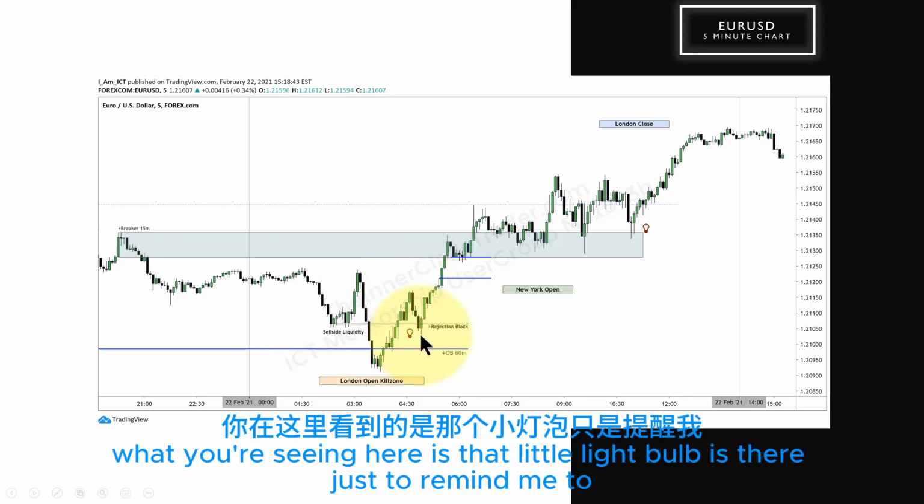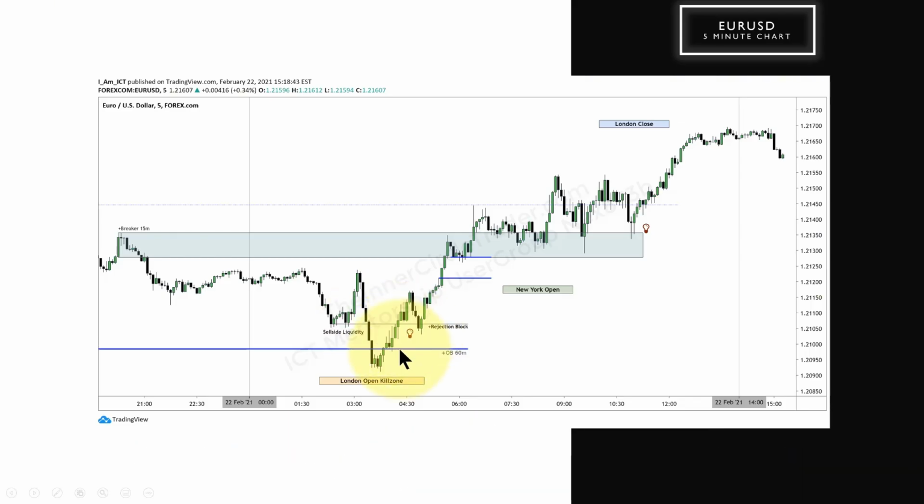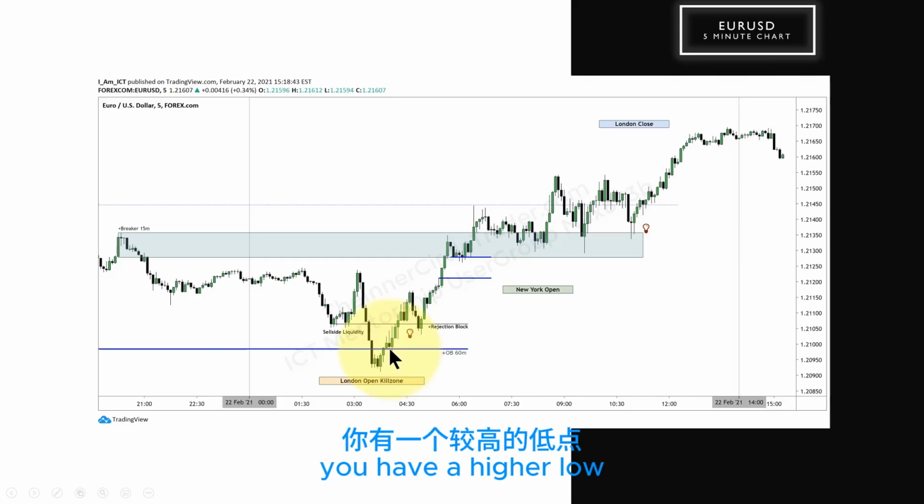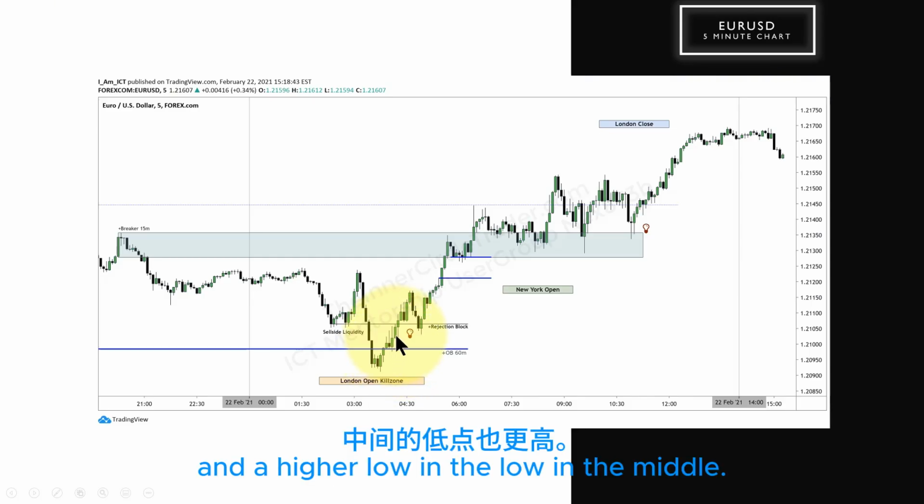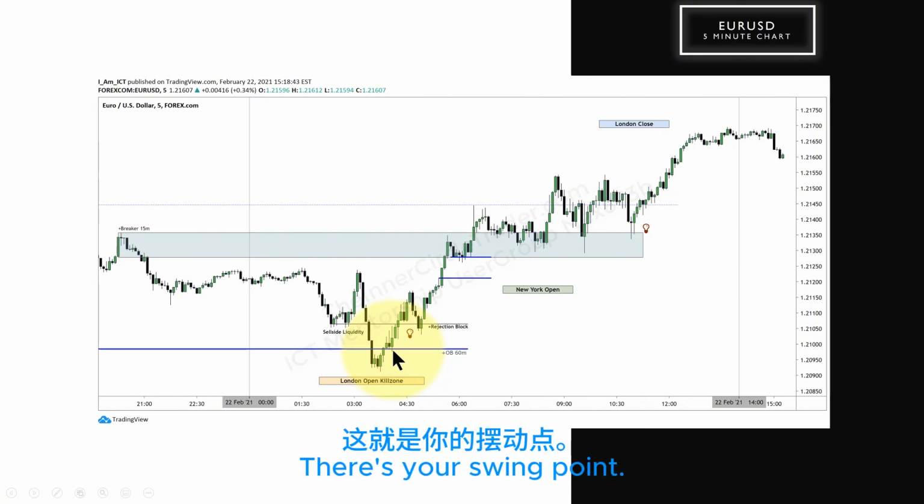So what you're seeing here is that little light bulb is there just to remind me to talk about the pattern. If you look at this swing low here, right at the order block, so you have a higher low and a higher low, and the low in the middle, there's your swing point.